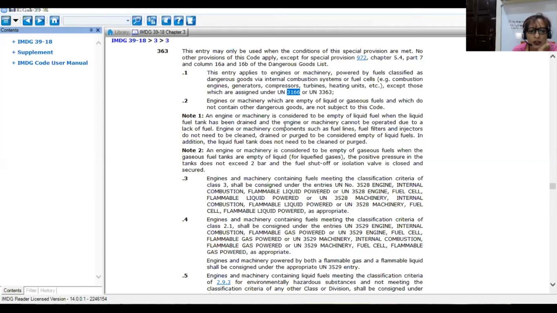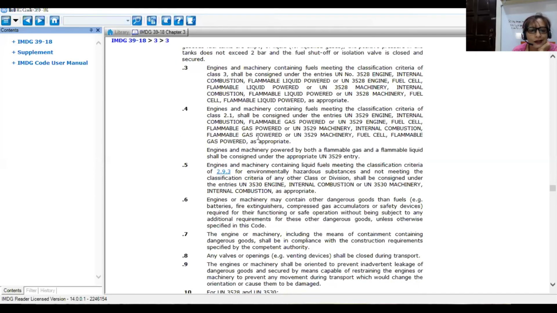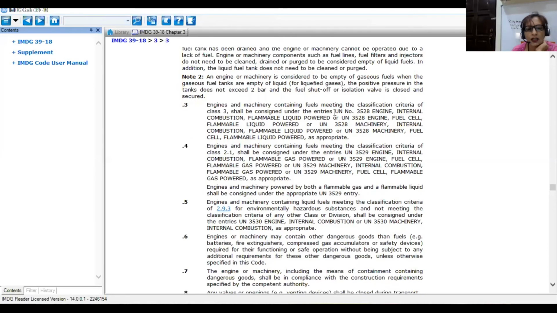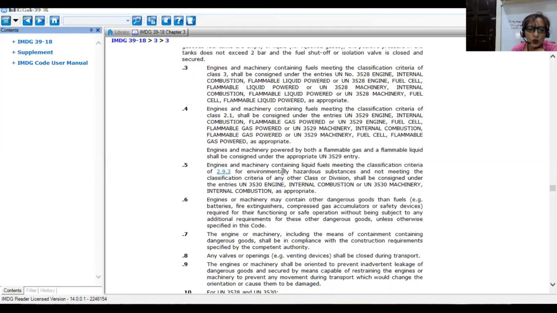Then they tell you the engine or machinery is considered to be empty of fuel, and they explain what that means. In note 2, an engine or machinery is considered to be empty again when they refer to gases. Engines and machinery containing fuels meeting the classification criteria of class 3 shall be consigned under 3528. So they are talking about the different fuels, and where to put it to identify whether you use 3529 or 3528 and which of the right PSNs to use. Okay.